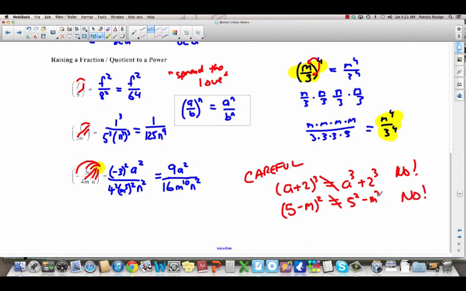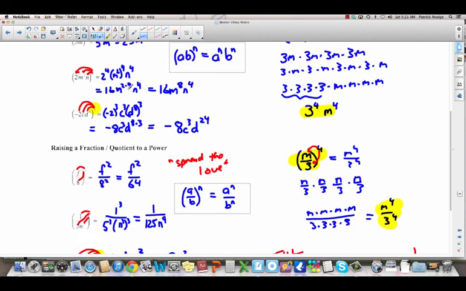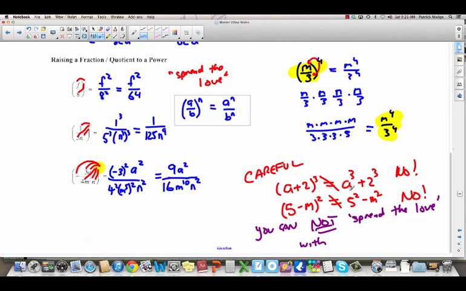No. So basically what I'm trying to show you here is you cannot spread the love with subtraction and addition. See how this is an addition question? This is a subtraction question. You cannot spread the love with those. You can only spread them with division or multiplication, not with subtraction or addition.